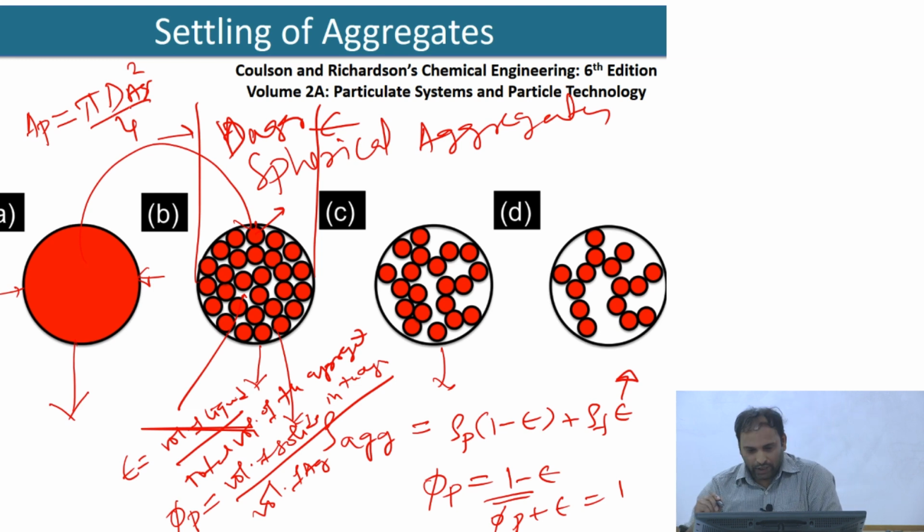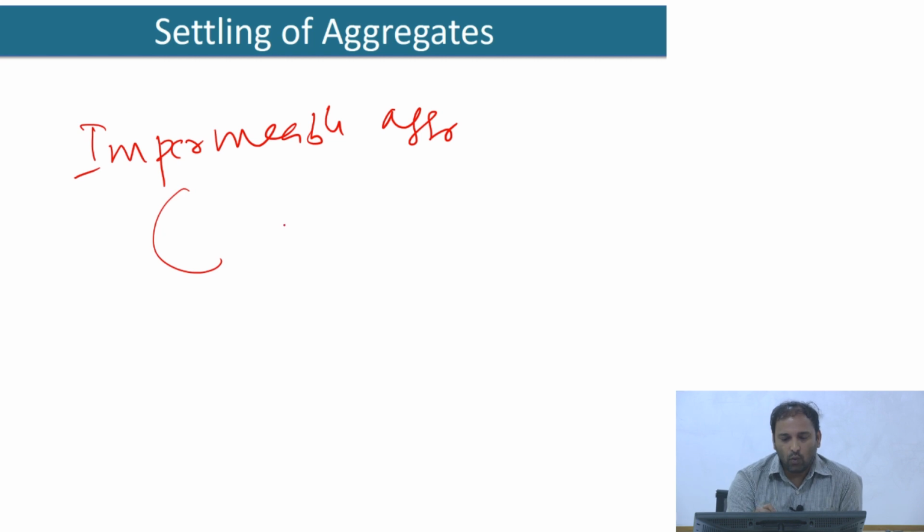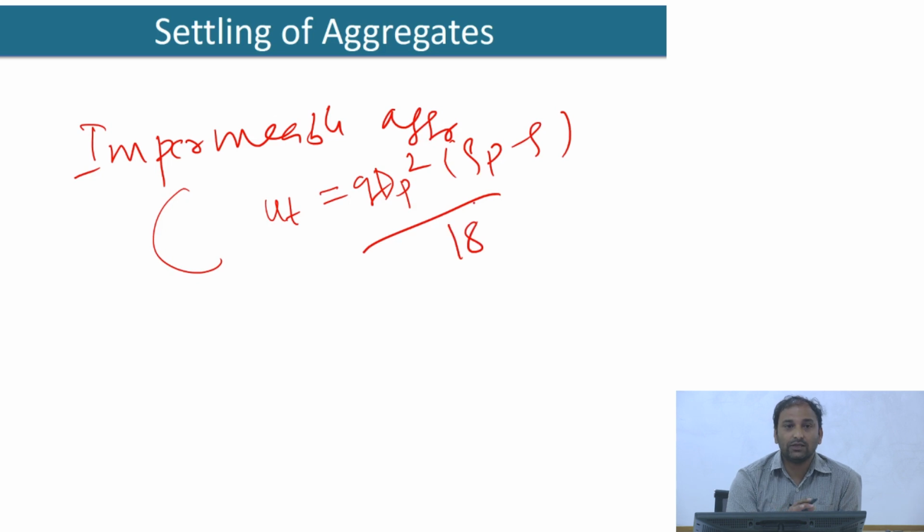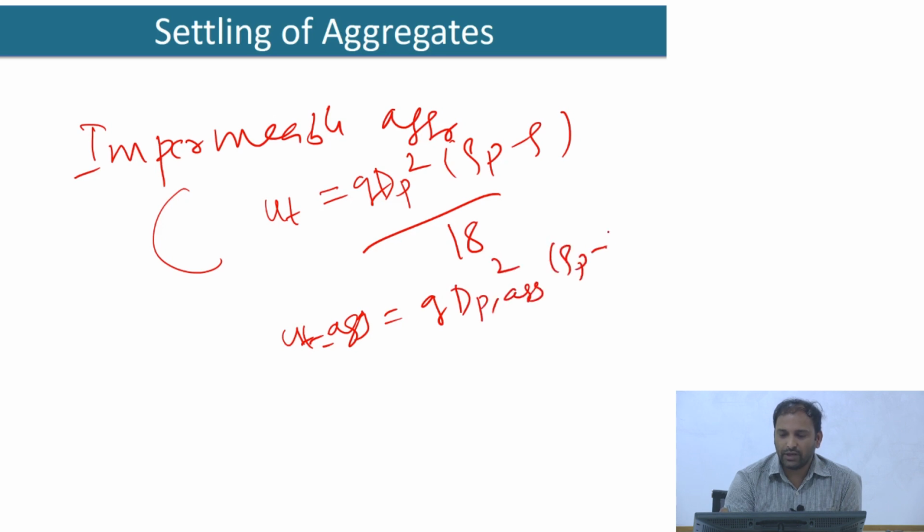So whatever expression we developed for some of the settling regimes that we talked about, g d_p squared into rho p minus rho divided by 18 mu, was for an isolated particle that was settling. I can use the exact same formulation: u_t aggregate is now going to be g d aggregate squared into rho p minus rho divided by 18 mu. Again, this is for the case of isolated aggregates.